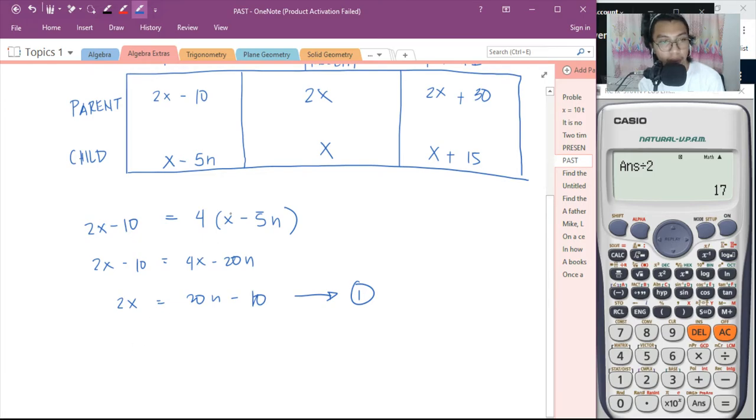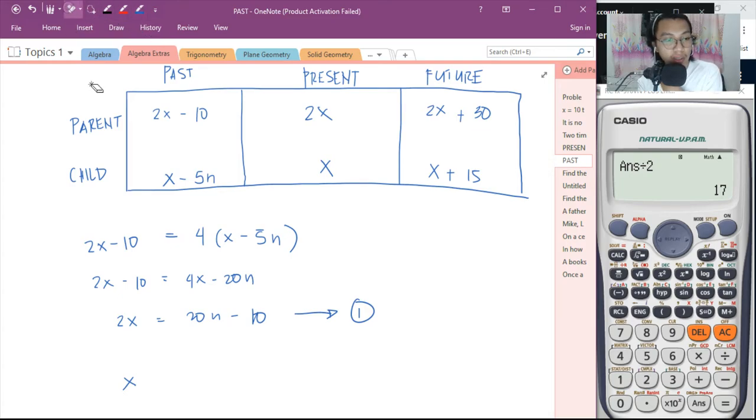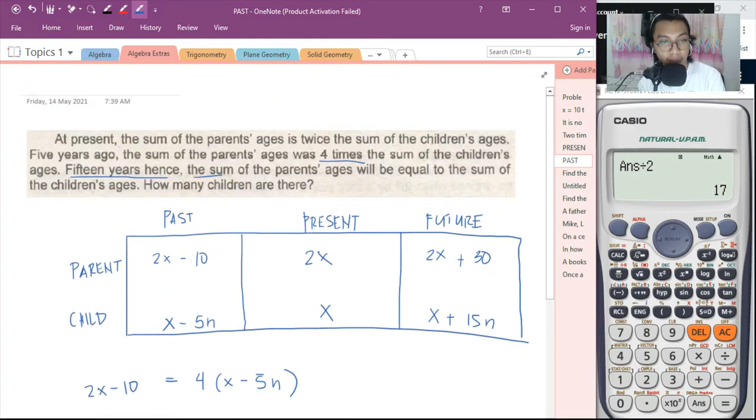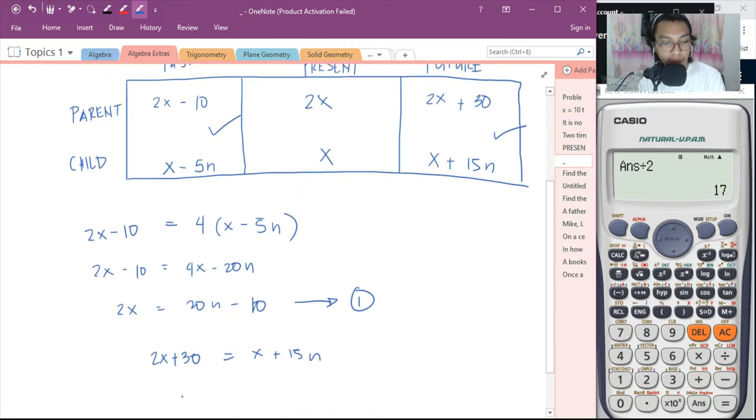How about yung pangalawa? Ito naman, yung nasa baba. Okay? X, sabi dito, ayon na sa future. Sum of the children's ages will be equal. May binigay dyan, okay? Sa equation 2, ito naman, dito ako magmula. 2x plus 30 equal to x plus 15n. Nakalimutan ko dito. X plus 15n. Sir, saan mo nakuha yung equation na yan? Sabi dito. 15 years hence, the sum of the parents' ages will be equal. Future. Ito yung sa past. Okay? So, 2x, bali x equal to 15n minus 30.